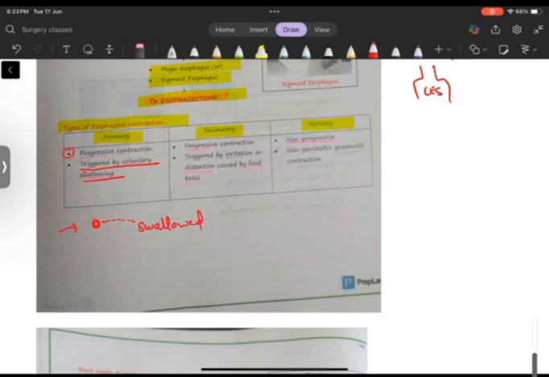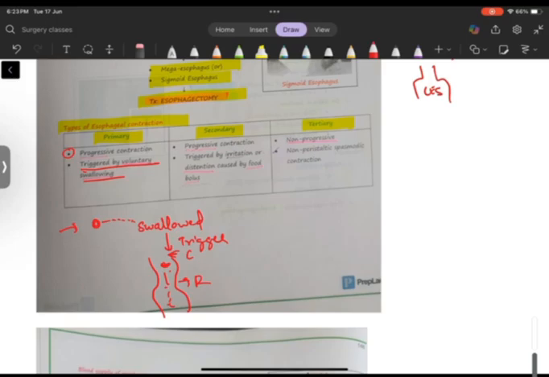So this becomes a trigger. As the food reaches the esophagus, there will be increase in motility. That is primary esophageal contraction. Okay, so food is coming here, there is contraction here, and relaxation in front and behind. So because of contraction and relaxation, the food will pass down. Okay, like this. So this is triggered by voluntary swallowing and it is a progressive contraction.